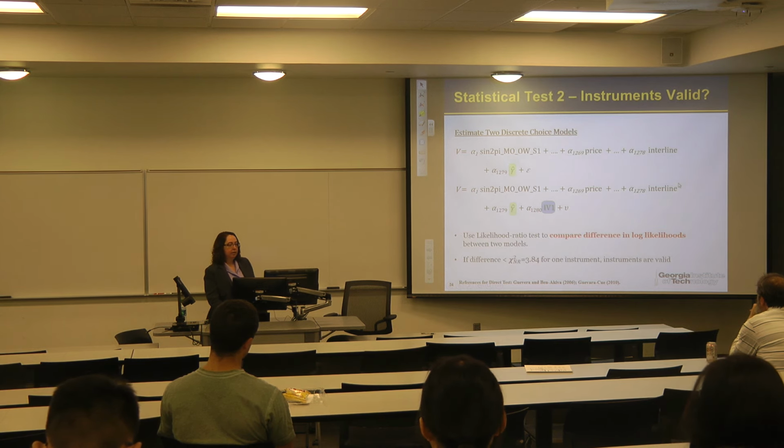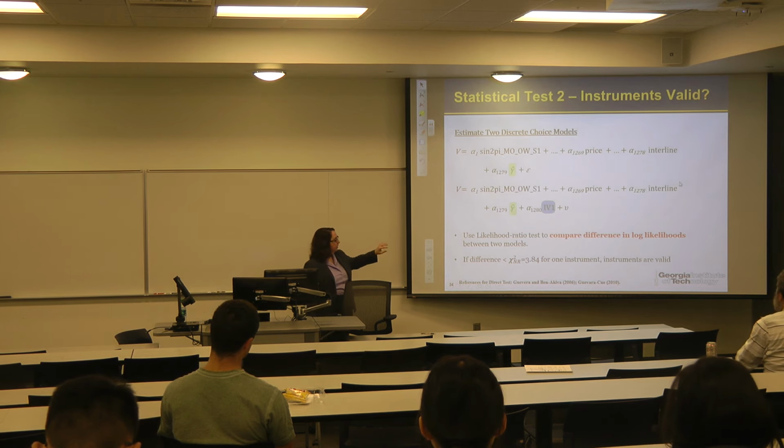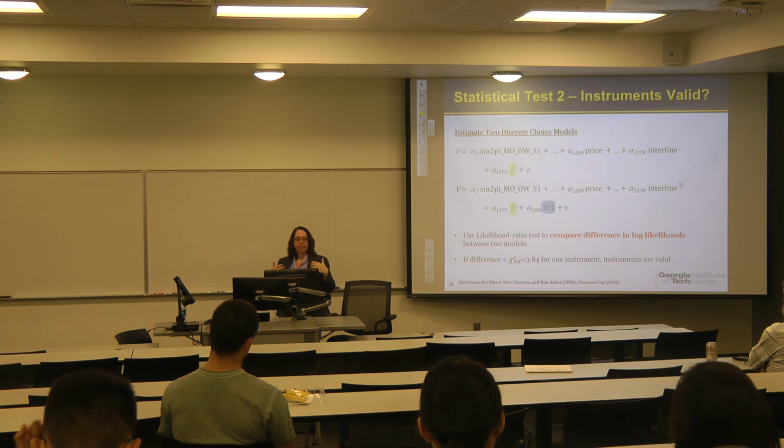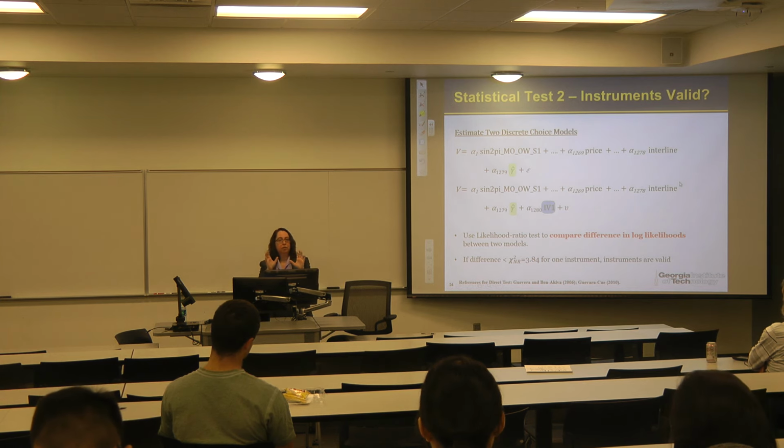Not significant. So what happens is when I set this up, I get to use the likelihood ratio test to compare the difference in log likelihoods. The test is if it's less than 3.84, the instruments are valid. Meaning again, there's basically no statistical difference between these two models. The instrument is doing its job.